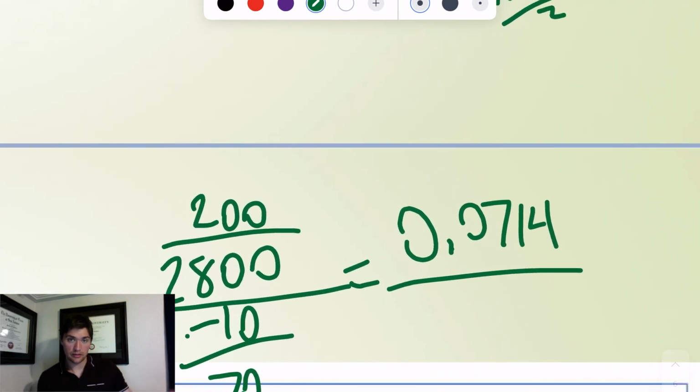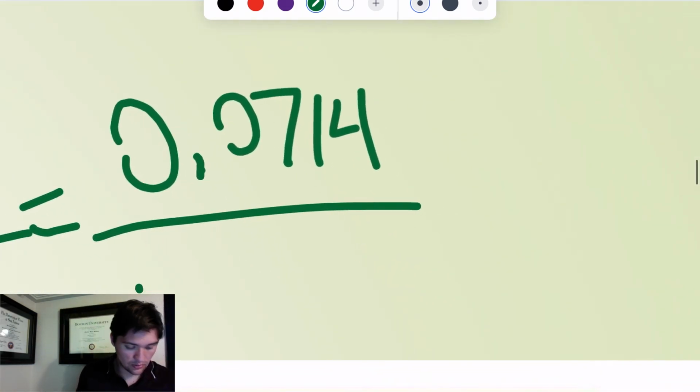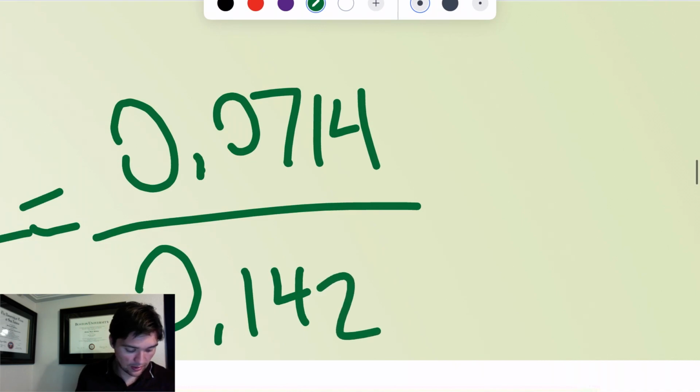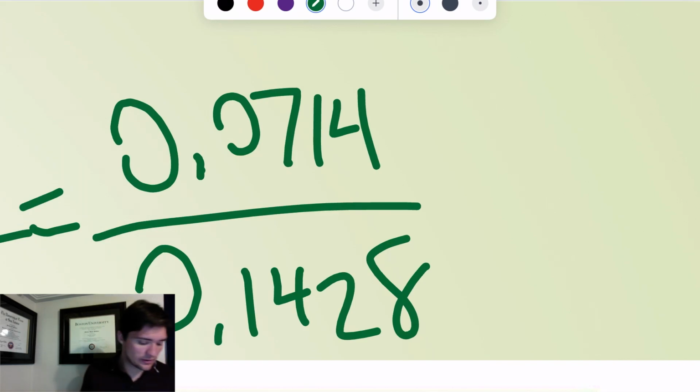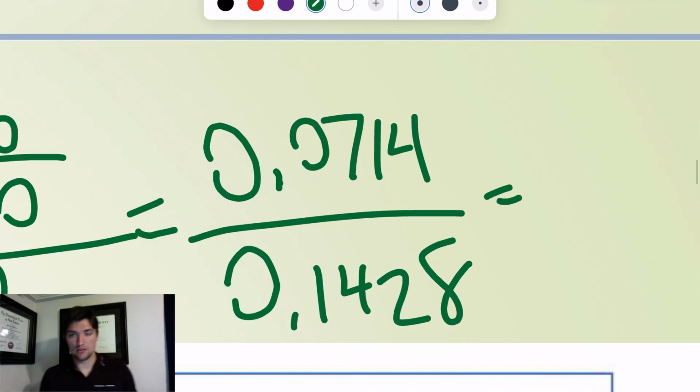Now I'm going to go down again, and I'm going to do negative 10 divided by 70. So that'll be 0.1428. I like using 4 decimal places. This is going to give me the closest answer possible. I could use more decimals and get even closer to the right answer, but 4 decimals will get me pretty close. So all I'm going to do is take both of those ugly numbers and divide them.